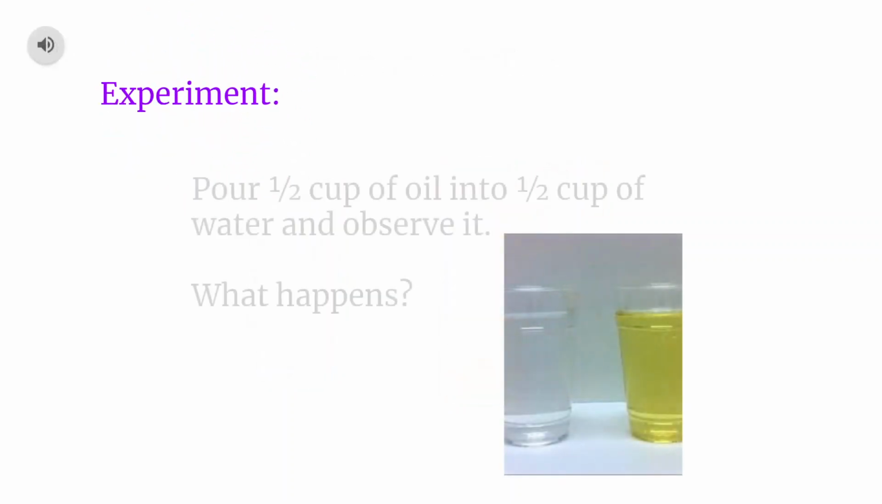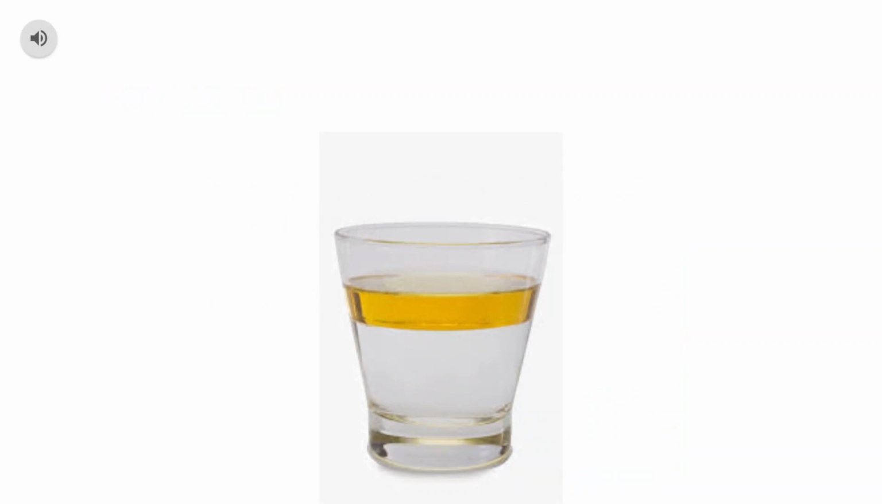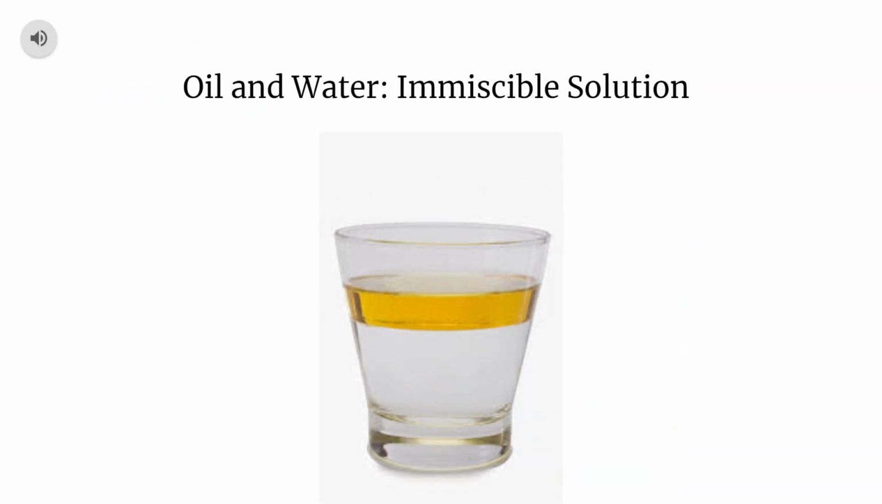Try this experiment at home. All you need is 1/2 cup of water, 1/2 cup of oil, and a glass. Pour the oil and water into the glass and observe what it does. What happens? The oil and water separate from each other. This has to do with density. The oil has a lower density than the water, so the oil will float on top.